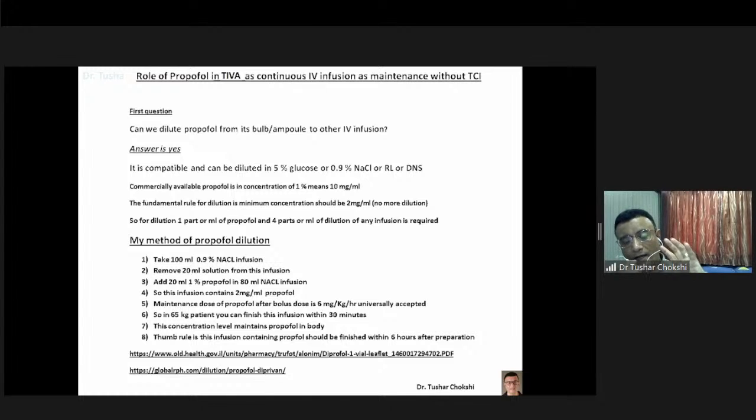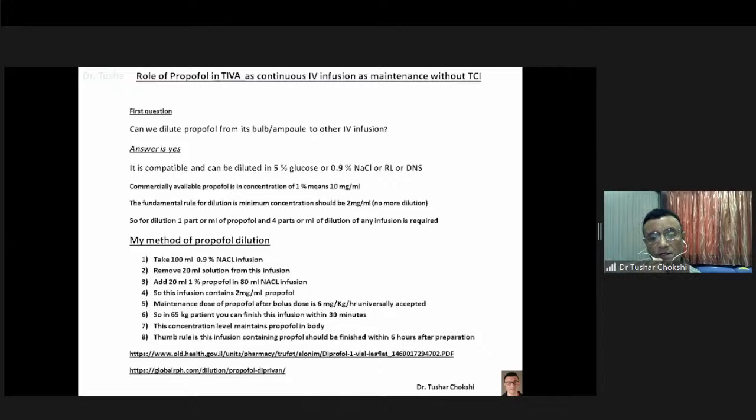So when TCI machines were not available, at that time I was preparing propofol infusion. My method was, I was taking 100 ml of normal saline, removing 20 ml of solution from that infusion, and adding 1 vial of 20 ml propofol 1%. So it comes to around 100 ml, which gives 2 milligram per ml propofol, and the maintenance dose was around 6 milligram per kilogram. And at that time I was not using a BIS machine also.